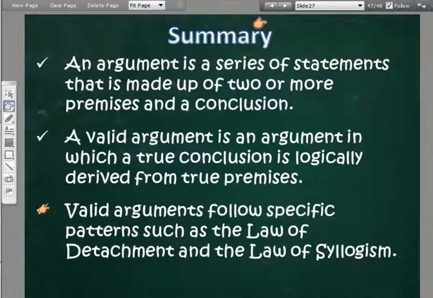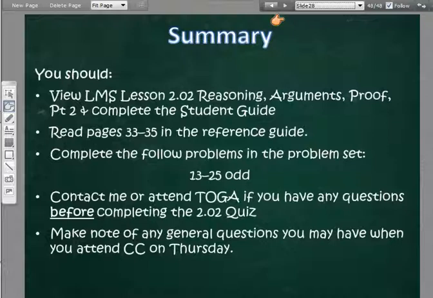I want to encourage you to be sure to go through the LMS lesson 2.02. It has a lot more examples in there for the syllogism and detachment and reaching a conclusion, and they're very good examples. I just didn't want to repeat them in the video. I wanted you to be able to go in and work them in the LMS. So be sure to go through lesson 2.02, completing the study guide, also reading 33 through 35, and be sure to complete problems 13 through 25 odd in the problem set.